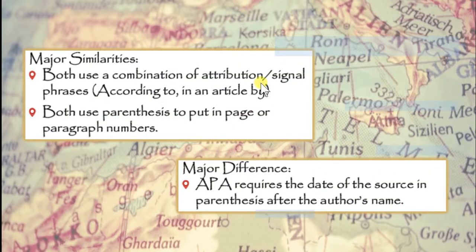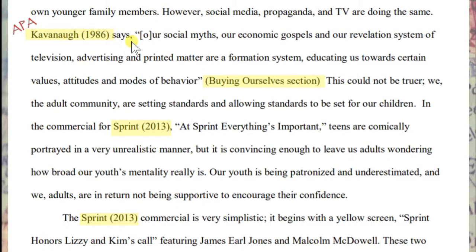So they use that attribution and signal phrases. We need to have our words in there. Don't ditch those and just put in the parenthetical. But then we also need to have the parentheses to put in page or paragraph numbers, section numbers, whatever location. Your location will never go in your sentence.